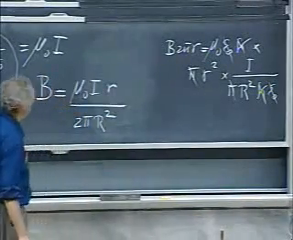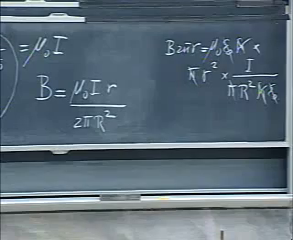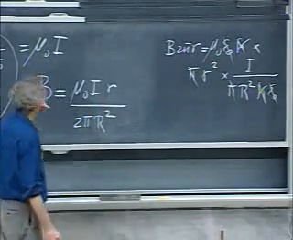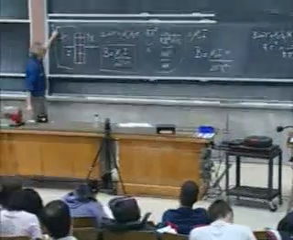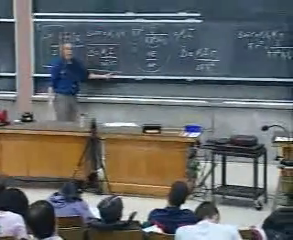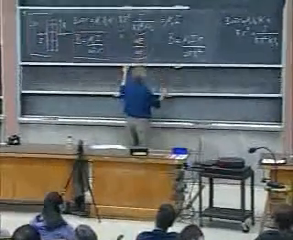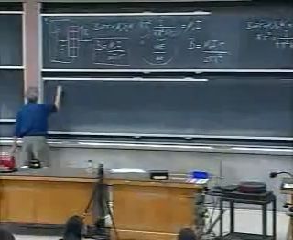And I believe that's correct. Let me check my notes. And yes, I'm happy with that. And this is proportional with little r, whereas here, falling off 1 over r. And so I can now make a plot of the magnetic field as a function of little r when I'm inside the capacitor plates.